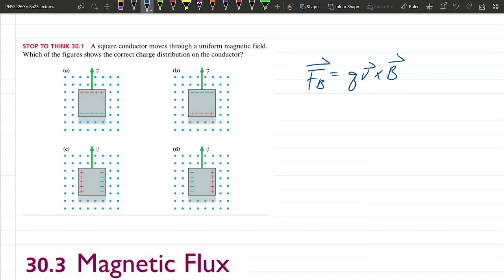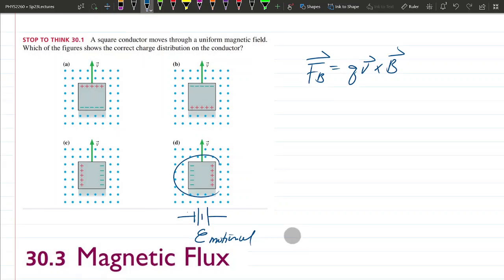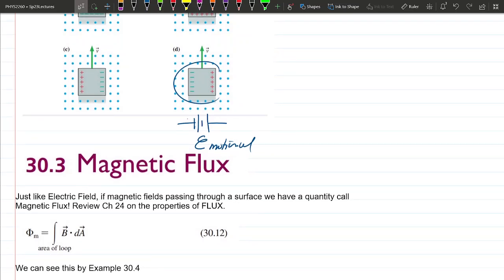So which one of these diagrams has that? Right, it's actually D, right? So that's how you figure out how the charges will arrange themselves. So this essentially makes a battery, right, oriented in this direction, with some delta V of the motional EMF. Let's call it the motional EMF, right? And you can calculate this using the equation we just derived. All right, so that's the idea of motional EMF.